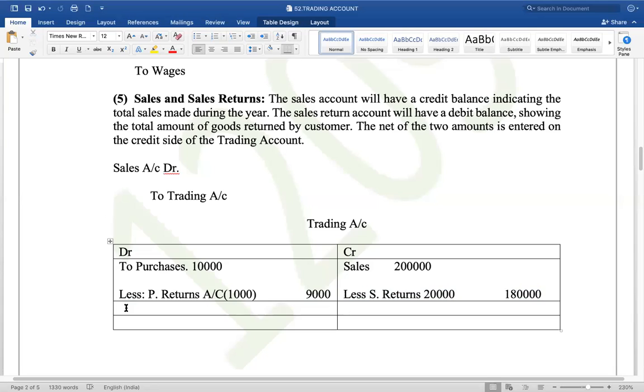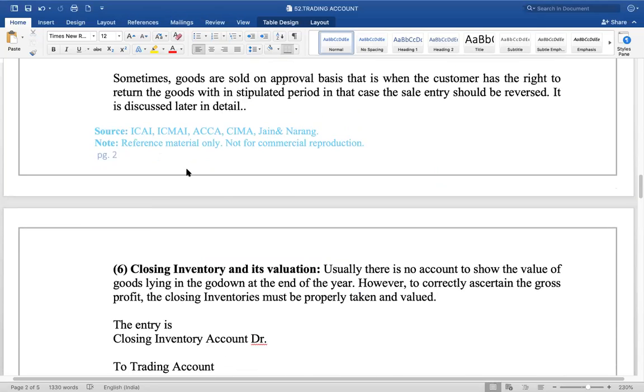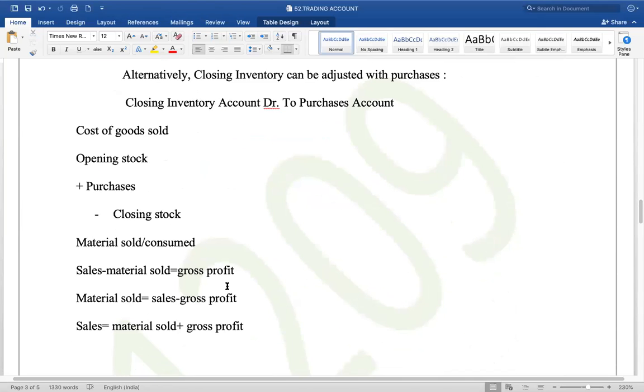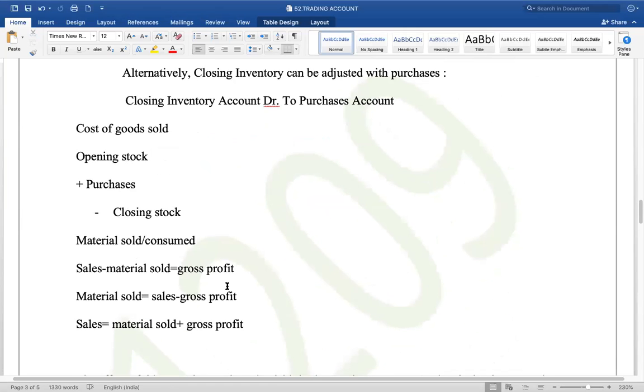Do you understand? Purchases minus purchase returns, sales minus sales returns. This is all about purchases and sales. And the next item is closing inventory. Closing inventory is generally credited.